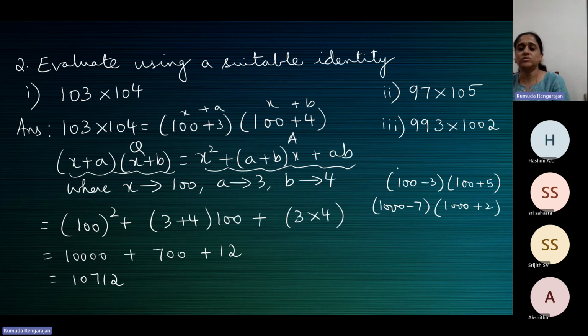So it's of the form x plus a into x plus b, where x is 100, a is minus 3, b is 5. Again, x plus a into x plus b, where x is 1000, a is minus 7, b is 2.